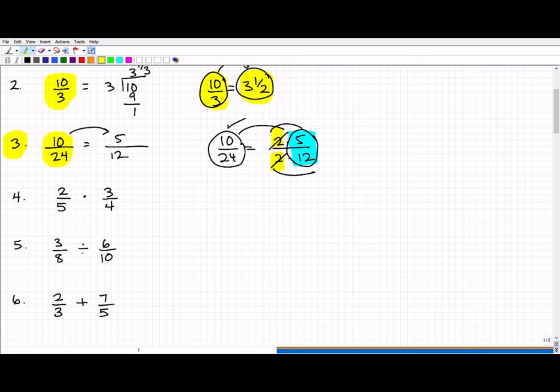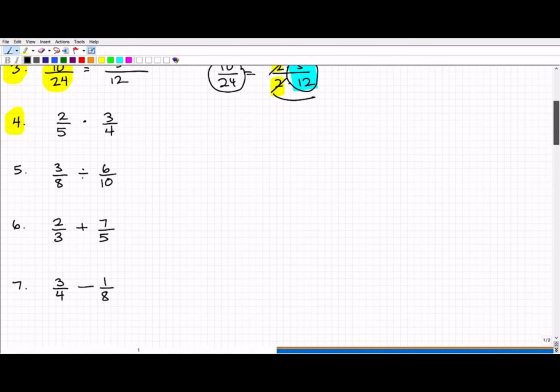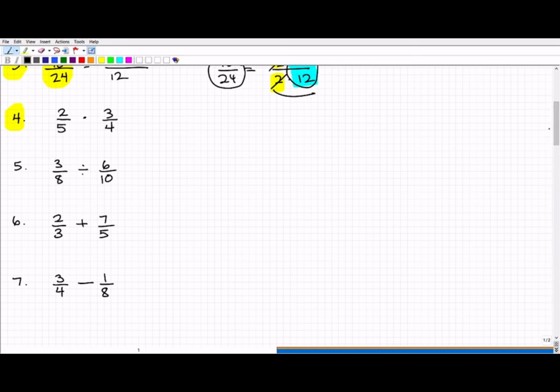All right, let's move on to number 4. Hopefully I can get this done in 7 minutes. I may go over a little bit, but just think, you'll understand fractions here. Crash course. All right, so now we have two fractions here.